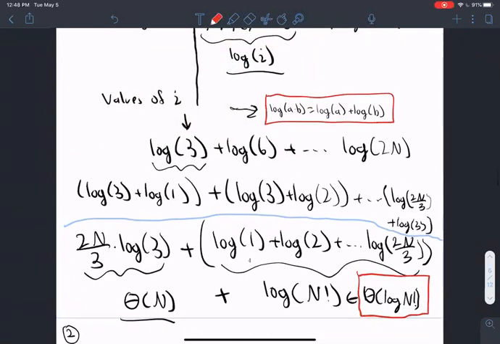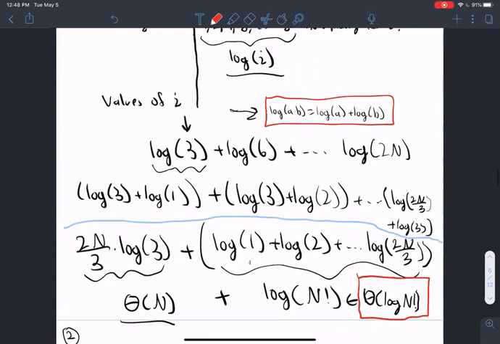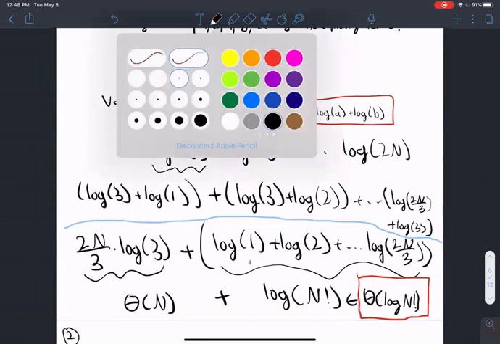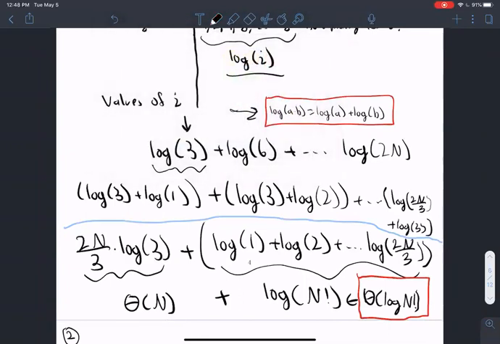Okay, so anyone have a question on this? I'm sure there are some. Sorry, you can go ahead. Oh yeah. Why is log n factorial more significant than linear?